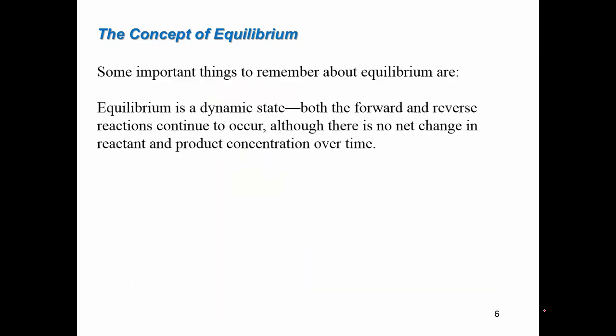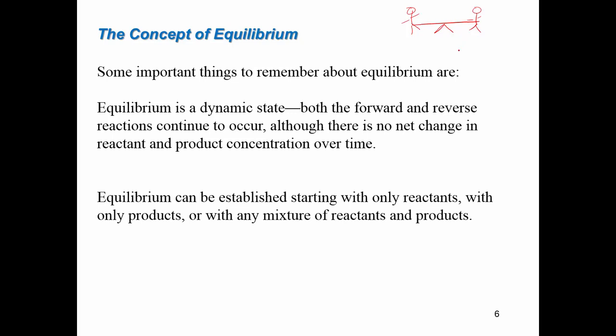Generally speaking, an equilibrium is a fairly easy thing to conceptualize. You've got this steady state. Now, equilibrium is dynamic though, so don't get lulled into thinking that this is static. Both forward and reverse reactions do continue to occur, but there is no net change. It's kind of like a seesaw on the playground. If the children can balance just right, then that seesaw appears to be static. But really, both children are working pretty hard to keep this seesaw static.